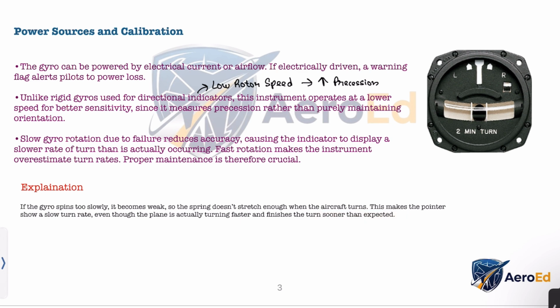So in the case of fast rotation, what will happen? It will make the spring more stretched, so it will indicate a faster rate of turn than is actually occurring. The aircraft is actually turning very slowly, but the indication is showing that the aircraft is turning at a faster rate.